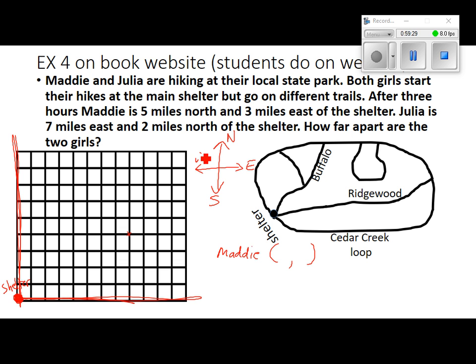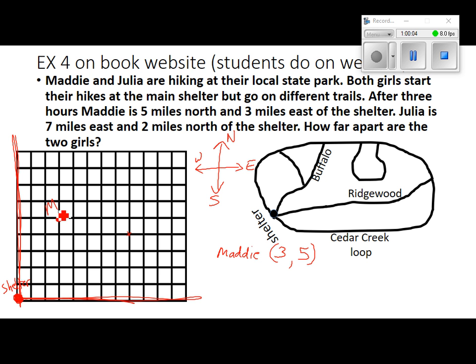What did they tell us about Maddie? 5 miles north and 3 miles east. So 5 miles north, where's that going to go? That's the y coordinate. So we got 5 over here and 3 miles east. So that's what? That's the x, correct? So 5 miles north. Oops. 1, 2, 3, 4, 5 up and 3 east. We'll put her right there. That's Maddie.